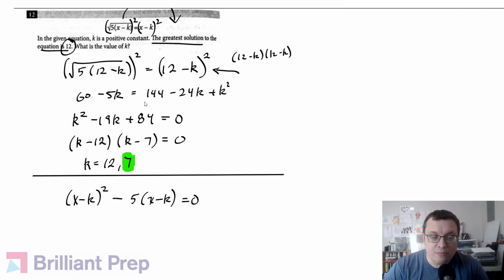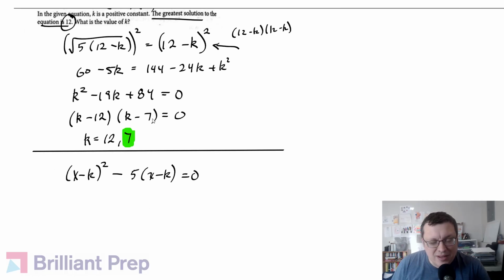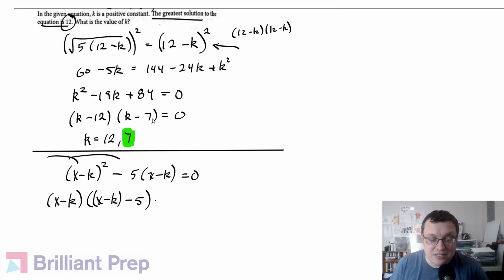Now here's the move. The move is going to be, yeah, I could FOIL this out and combine like terms, but I don't think I'm going to be able to factor it because of the presence of the k. Let's actually factor out this common factor of x minus k from both of these terms. So x minus k, and then what am I left with? I'll be left with x minus k minus 5 when I pull the x minus k out of each of these terms. This is equal to 0. So let's set each of these equal to 0.